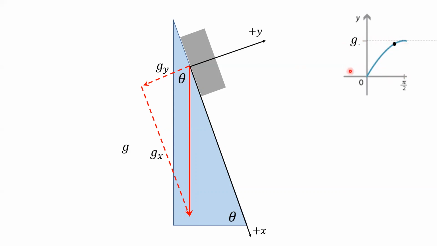So it's not a linear climb. Notice how this graph is not a straight line that goes from 0, 0 to pi over 2 comma g. It's a sine function. Okay, and with that, we should be equipped to do some homework problems.